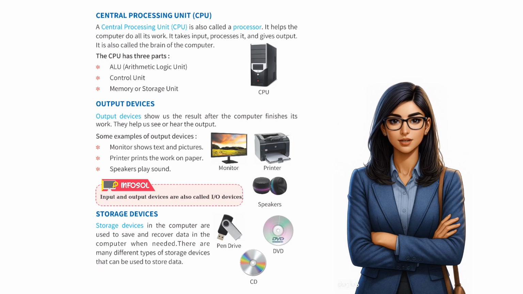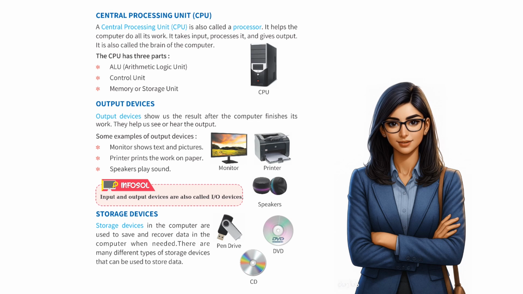Central Processing Unit (CPU). A central processing unit (CPU) is also called a processor. It helps the computer do all its work. It takes input, processes it, and gives output. It is also called the brain of the computer. The CPU has 3 parts: ALU, Arithmetic Logic Unit; Control Unit; Memory or Storage Unit.